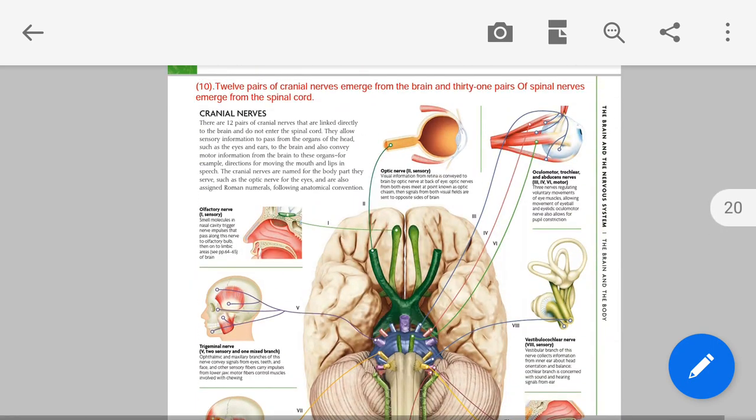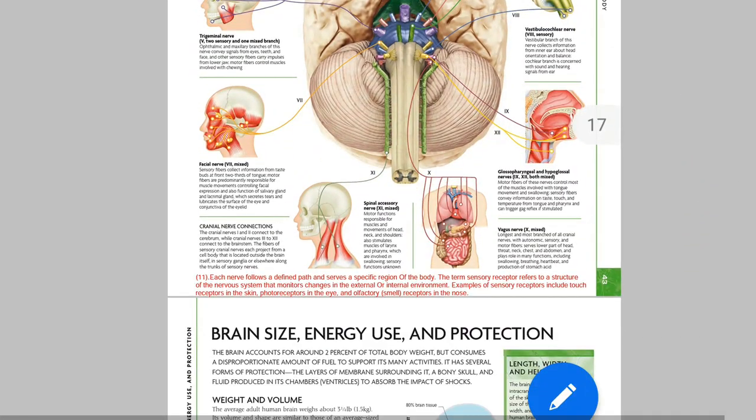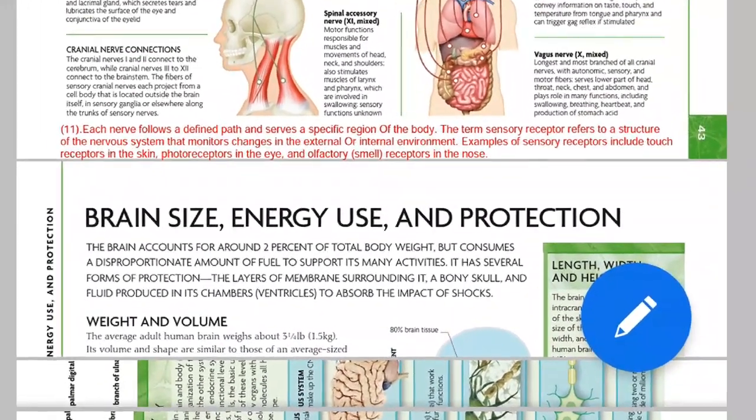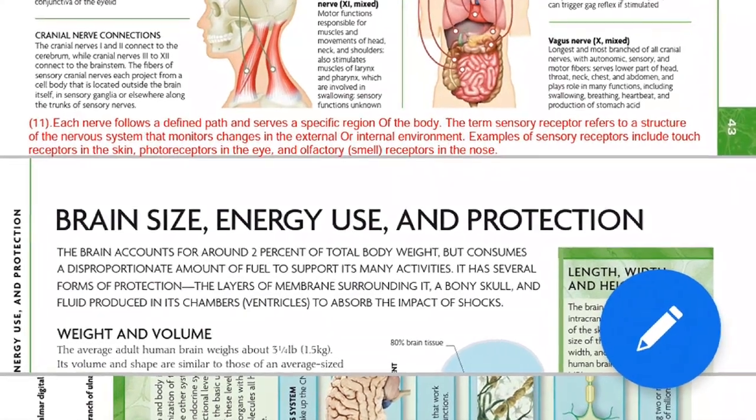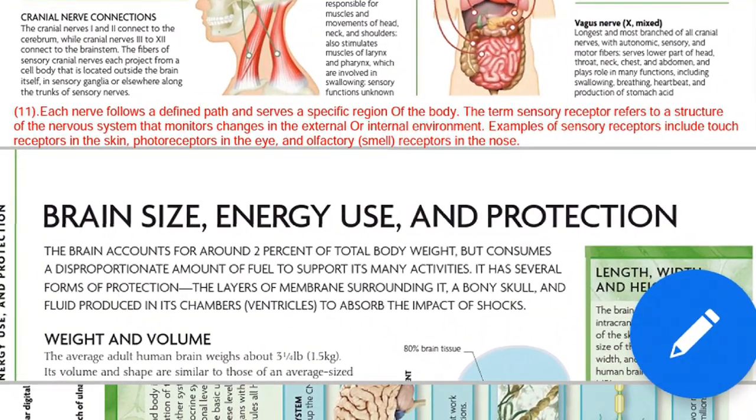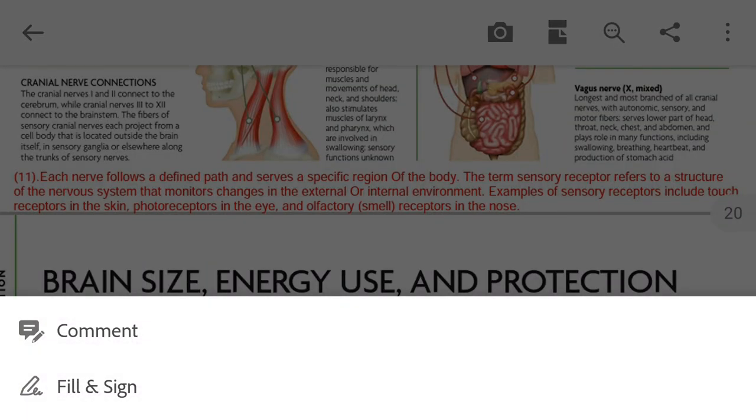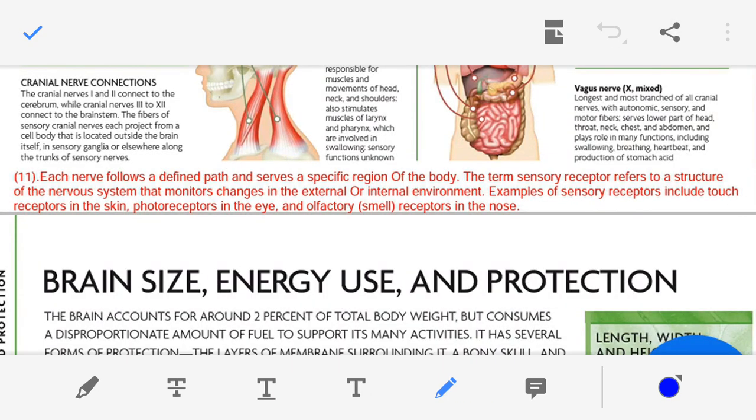So with this we have completed the discussion of the 10th point. Now moving on to the 11th point. Where are these nerves going and what role are they playing? In our body each nerve follows a definite path. Each particular nerve has a particular route to travel, and they serve a specific function at a specific body organ.